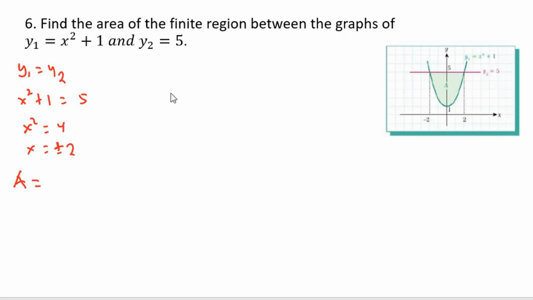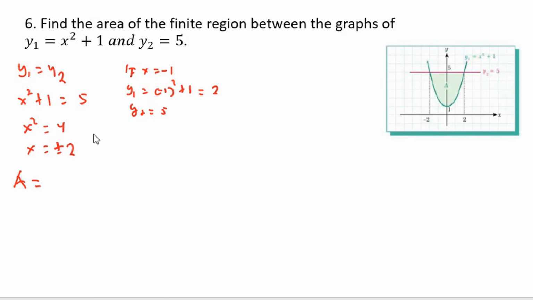Now, if I'm going to test, if x equals negative 1, then y sub 1 is equal to negative 1 squared plus 1, that is now equal to 2 because the square of negative 1 is 1, so plus 1 is equal to 2. Then y sub 2 is just equal to 5.